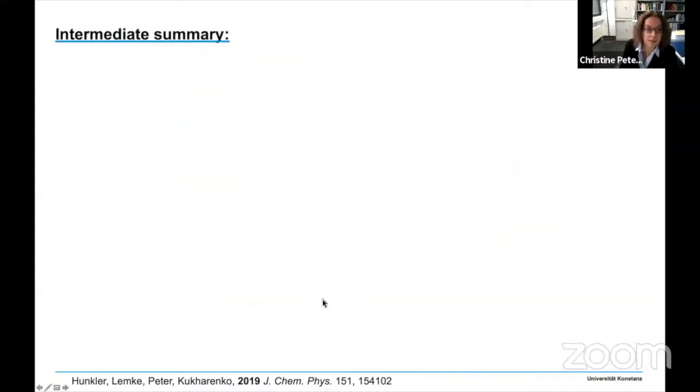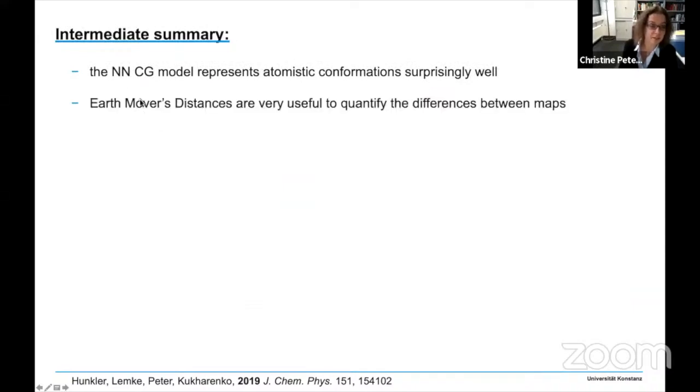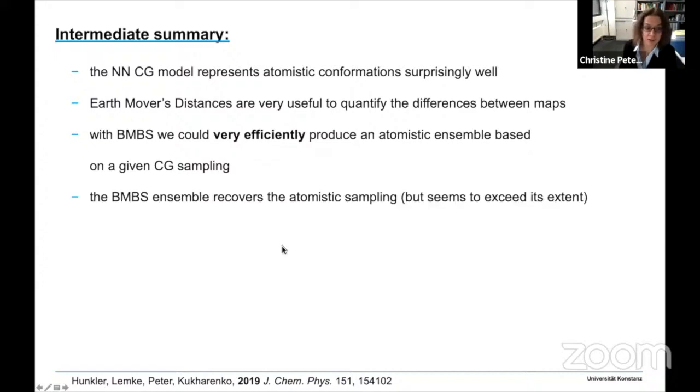So it seems, to give you an intermediate summary, that the neural network-based coarse-grained model hasn't been so bad. I haven't told you anything about that model, but still, this is a result at this point. The earth mover's distances are quite useful to quantify the differences between these maps. With backmapping based sampling, we could really very efficiently produce an atomistic ensemble based on a given coarse-grained sampling. I mean, if you compare the amount of simulation you had to do, it was 800 nanoseconds compared to 5 microseconds free simulation with actually better results, but that remains to be seen.